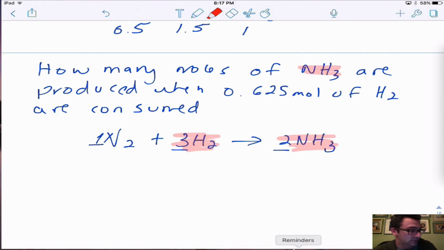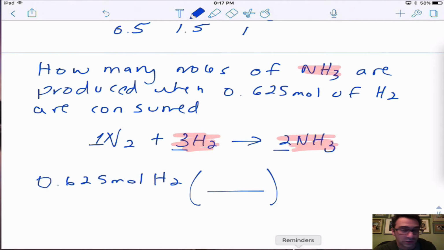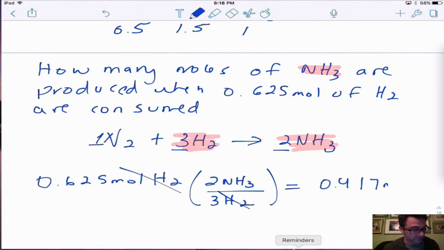I can do it 2 ways, and I like to do the factor label way. I have 0.625 moles of H2. I can use factor label. The mole ratio becomes the conversion factor. It's built into the equation. The 2 NH3 being produced uses 3 H2. The H2s will cancel out. And then I will have 0.625 times 2 divided by 3. If I do that in my calculator, I get 0.417 moles of NH3.